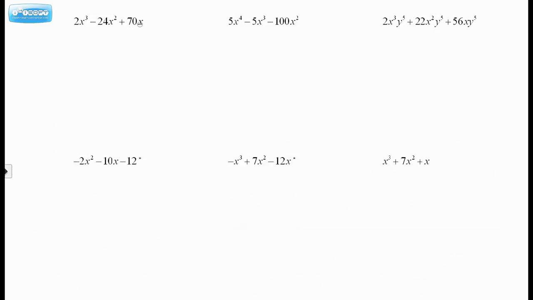Okay, let's try this. Unfortunately, we have an x cubed. Now, that might be a problem, but it turns out it's not, because not only can I factor out the 2 as part of the GCF, I can actually factor out an x. The GCF is 2x. Factoring that out leaves x squared minus 12x plus 35. Pulling out that GCF makes this remaining trinomial a lot less frightening.